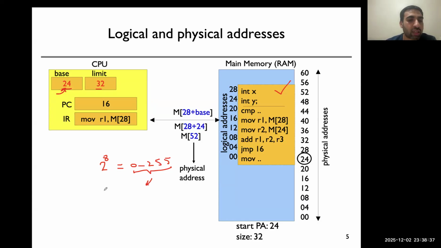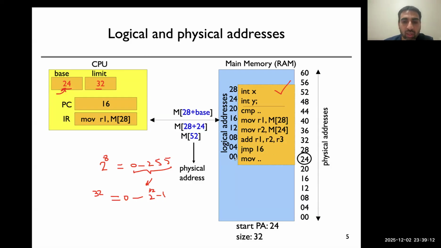Similarly, if you have a 32-bit address range, the total address range will be 0 to 2 raised to power 32 minus 1, right? So you can do the math. So the set of all addresses that can be logically generated by a program on a given architecture is known as logical addresses or logical address range, right?